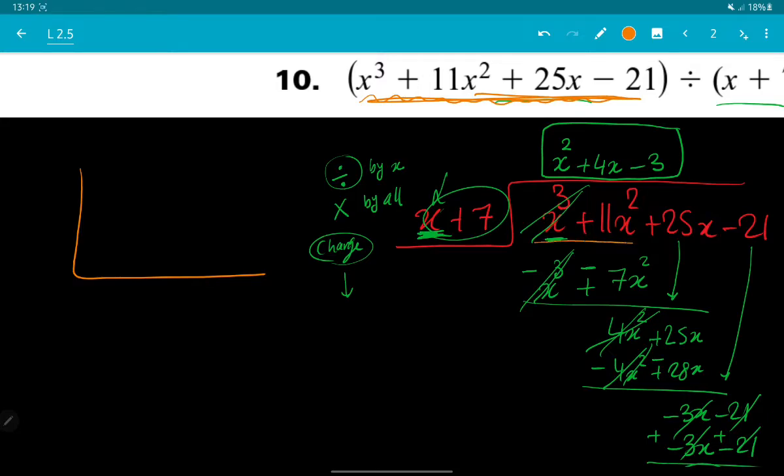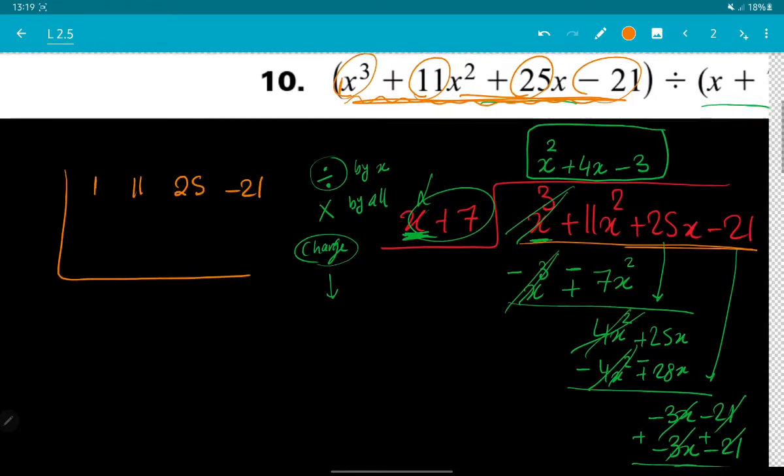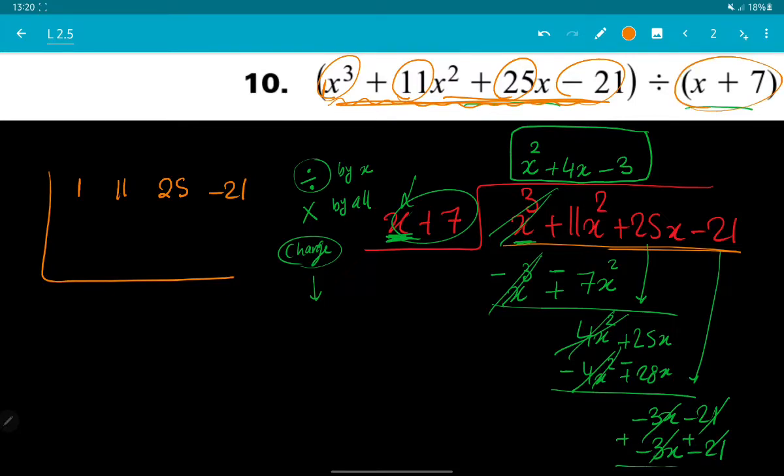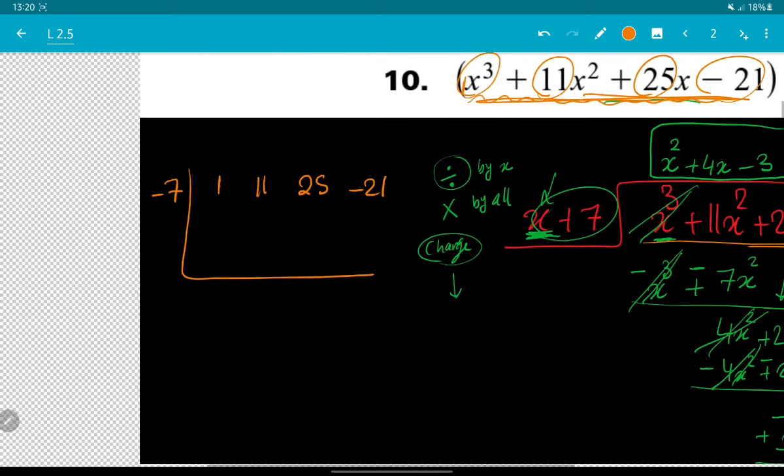That we solved here. Can you tell me the coefficients of the polynomial x power 3? The coefficients are 1, 11, 25, negative 21. And the divisor is x plus 7. What makes this 0? When we put what here to get 0? Of course, negative 7, because negative 7 plus 7 is 0. So we will change the sign of this to be negative 7.